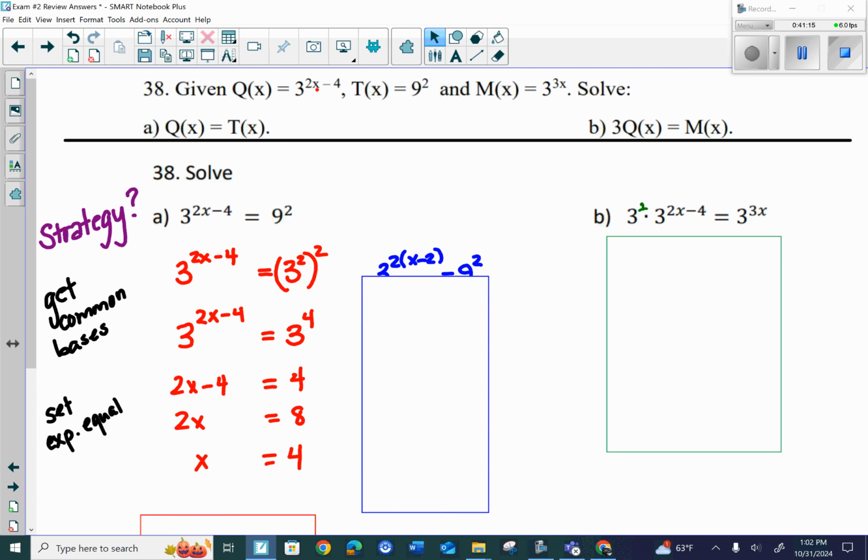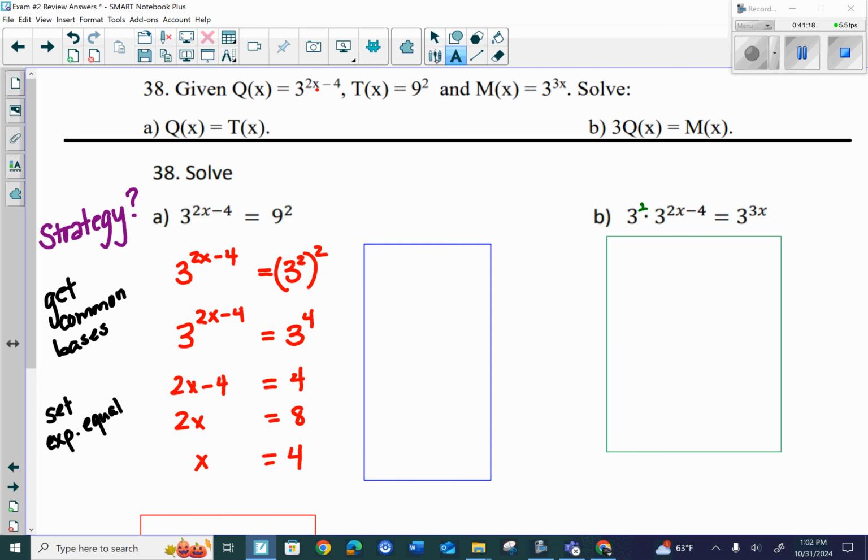I don't know if that's what I have here. Oh no, that's the second method. I would always check and go, this is my check. 3 to the 2 times 4 minus 4. What does that equal? That's 3 to the 8 minus 4, and that would be 3 to the 4th. Does that equal 9 squared? You can calculate them, or you can think about it. 3 times 3 is 9, times 3 times 3 is another 9. So that is true. Absolutely. But you can plug it in your calculator if you like that too.